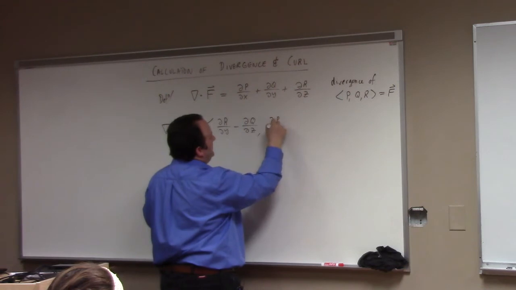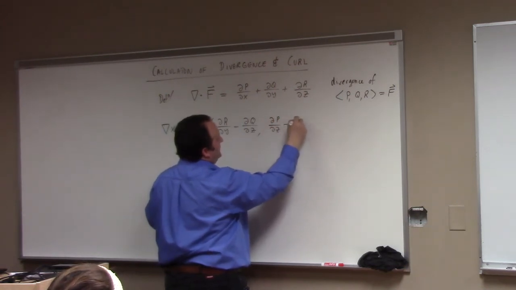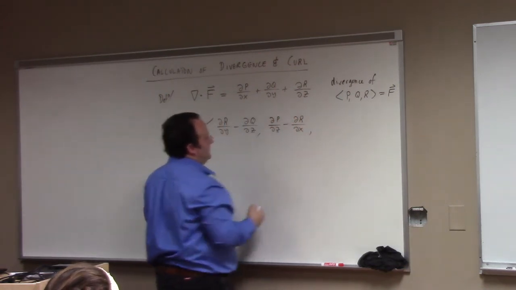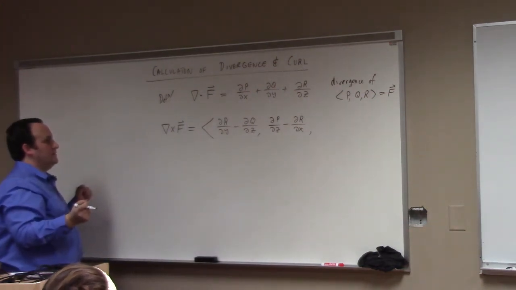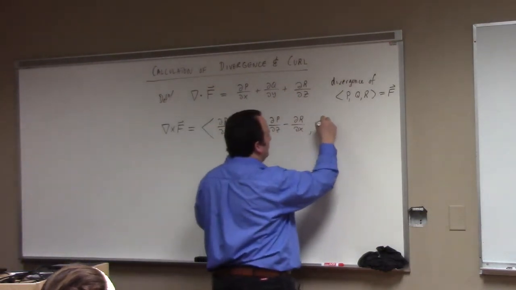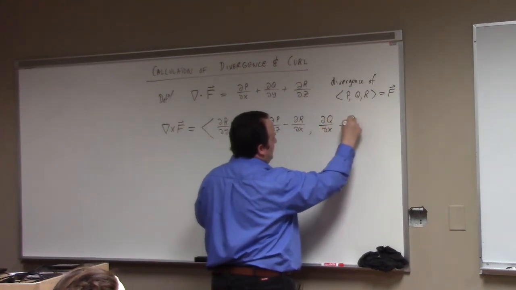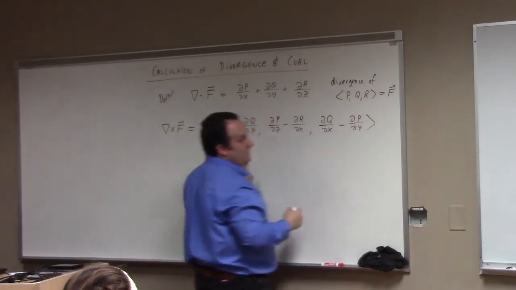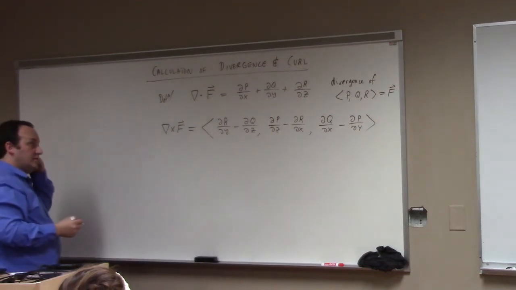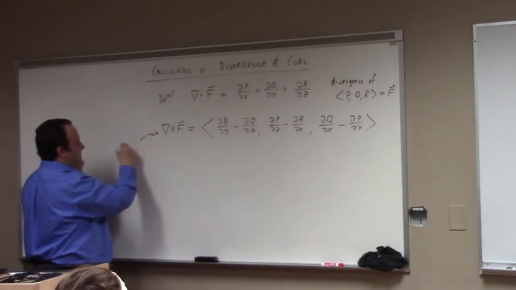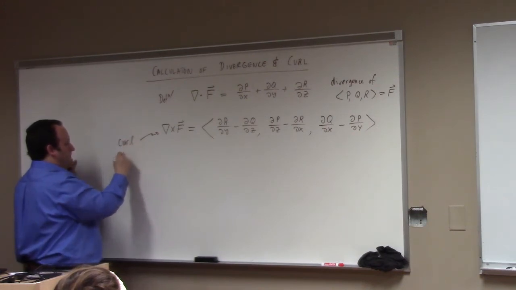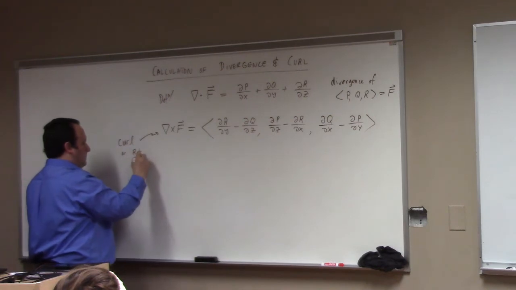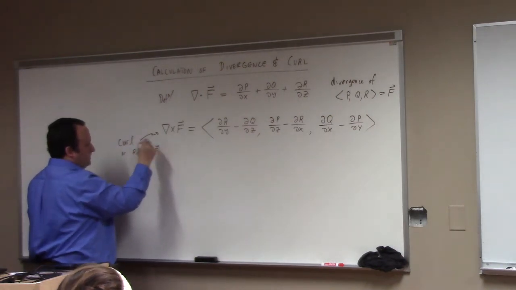Partial P, partial Z, minus partial R, partial X. And let's see here. Partial Q, partial X, minus partial P, partial Y. This is the so-called curl, sometimes called the rotation. All right.